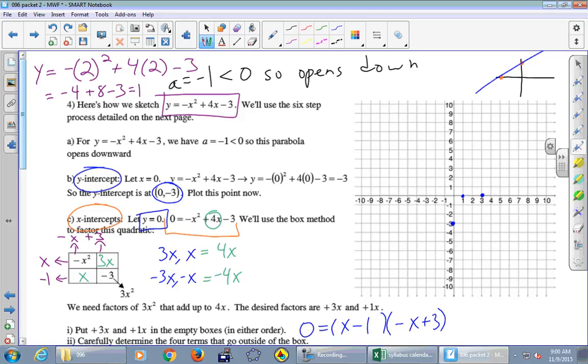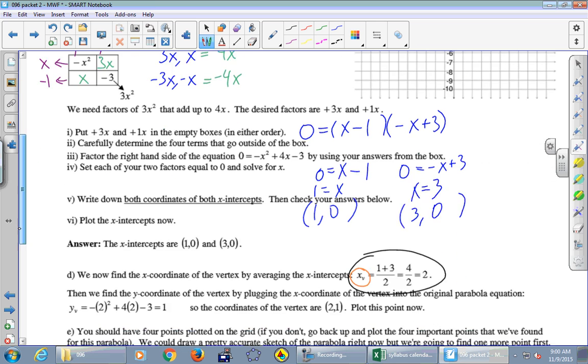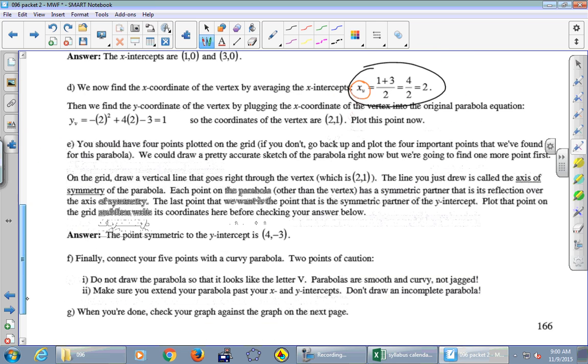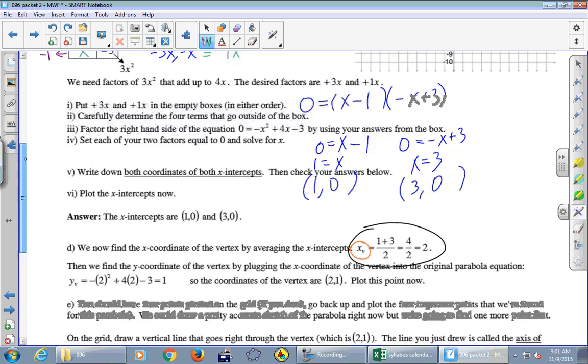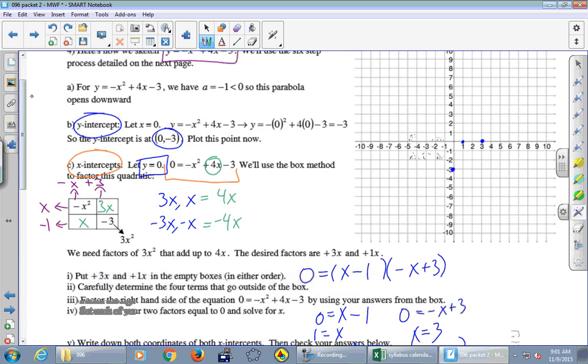Ryan, is that all right? So putting the two pieces together, the two coordinates of that vertex, we found that the x was definitely 2. We plugged that 2 into the original and found that the y was 1. And so pushing those two together, we get the vertex is at 2, 1. So plot that point, 2, 1. 2, 1 is here. Great.